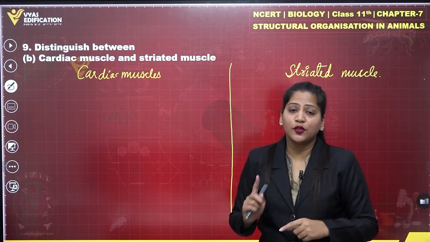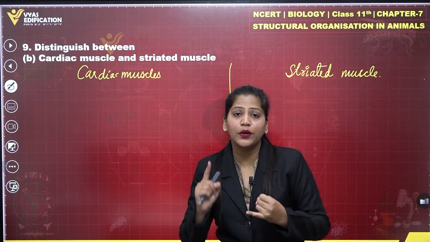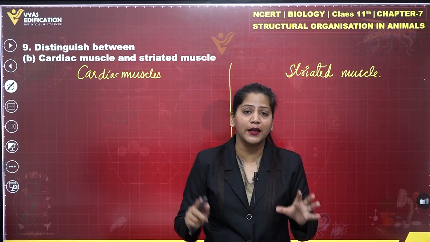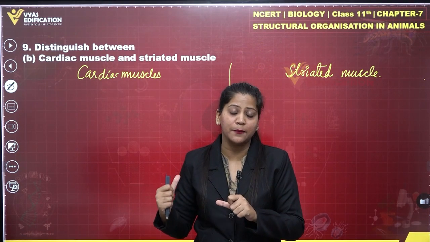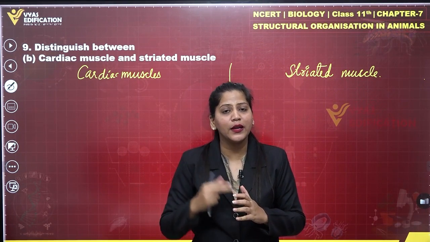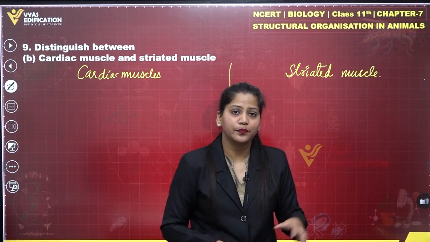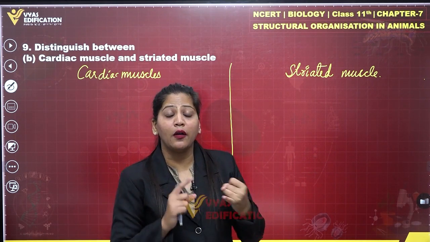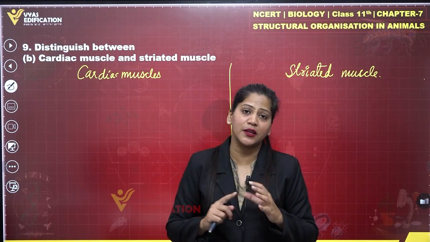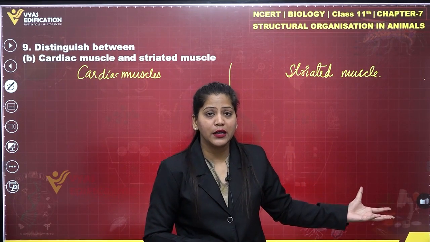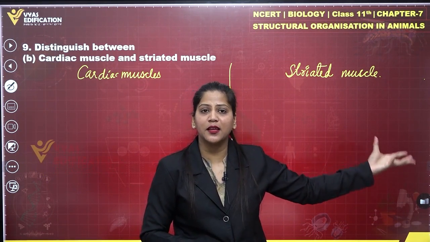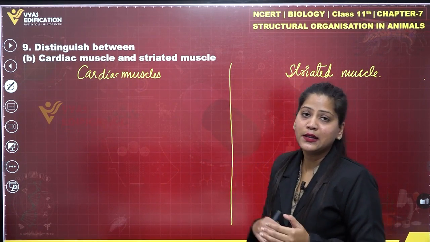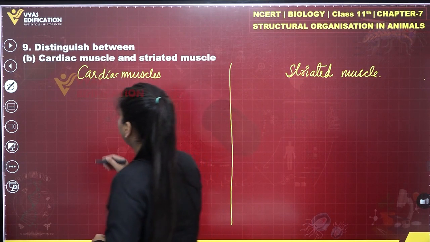The cardiac muscles you will find only in the heart. Only the heart is made up of cardiac muscles. Nowhere else in your body will you find this kind of muscle. If we talk about the striated muscles, you will find them in your limbs, your biceps, triceps, etc. These are voluntary in nature. So these are the differences between these two, and let's write the answer.